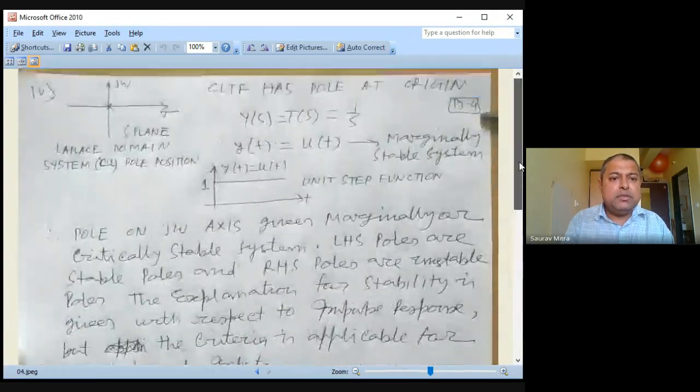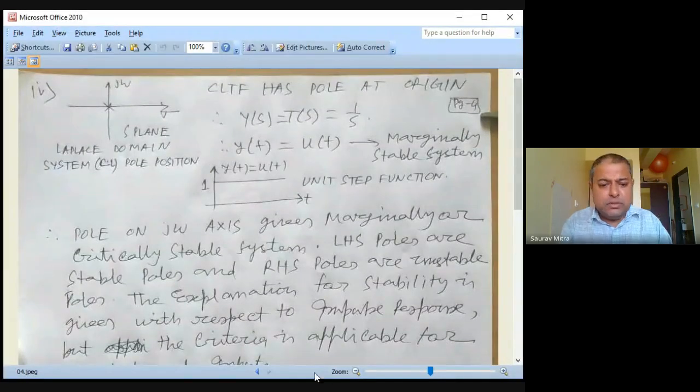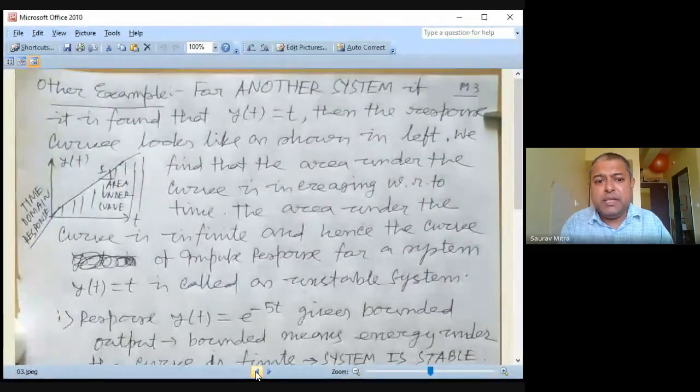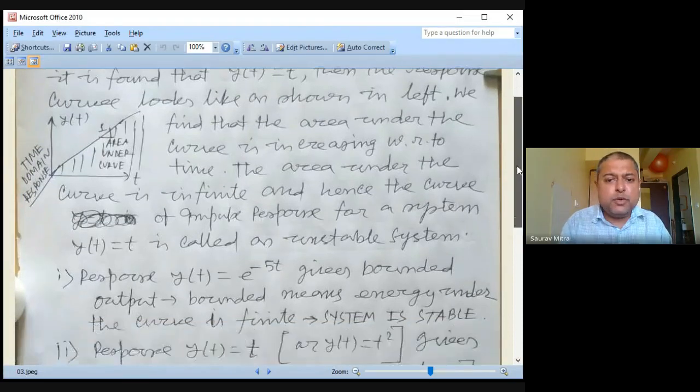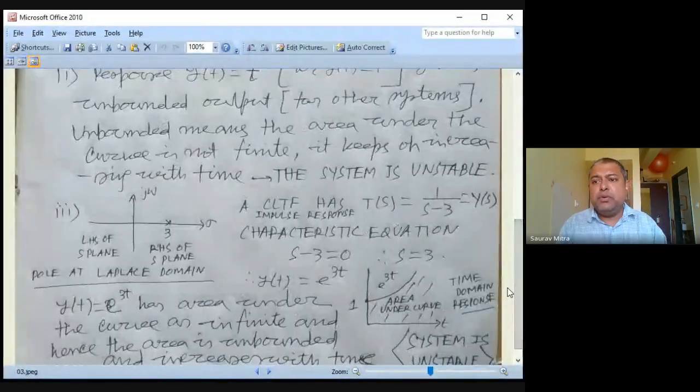Okay, so it is given here. So is it understood? Anybody, can you just respond? That is bounded, unbounded, stable, unstable. Yes, sir. Anybody else? So it is okay, right? I have taken a very simple example.